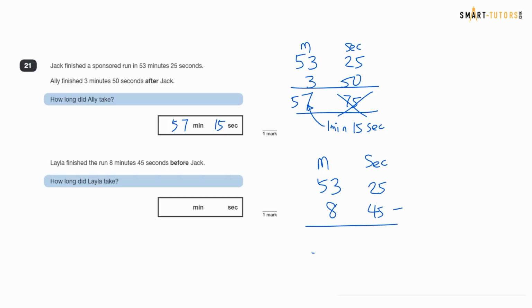So you can't do 25 minus 45. So you take a minute from 53 to make it 52 and add 60 to 25. You must be careful not to add 1 to it. So 85 minus 45 equals 40 seconds. And now you have 52 minutes minus the 8 minutes, which gives you 44 minutes and 40 seconds. Well done. Nicely explained, a subtraction question.